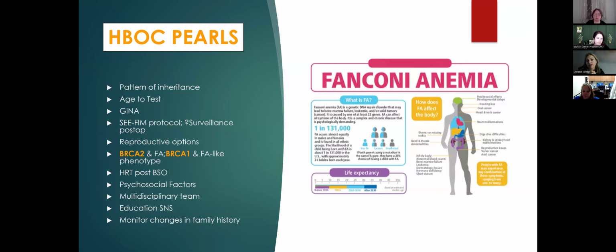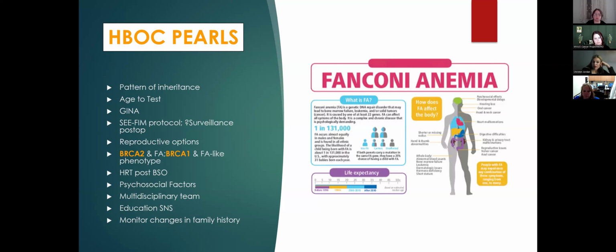Fanconi anemia is quite devastating. These people have a very short life expectancy. They're lucky if they see 20, 30 years old. They have developmental delays. They have physical anomalies, other anomalies of their heart, kidneys and such, and then high risks of cancer, particularly leukemia and bone marrow failure, but all the solid tumors as well, including breast.